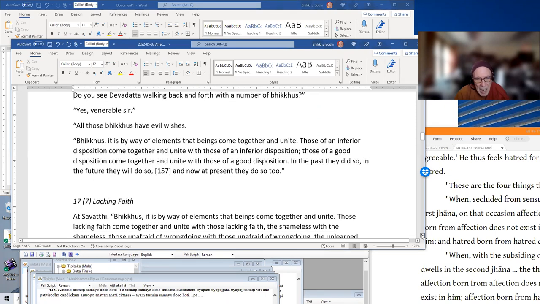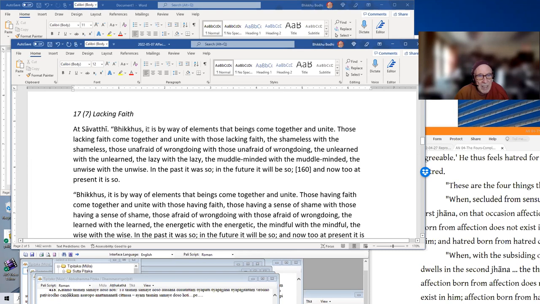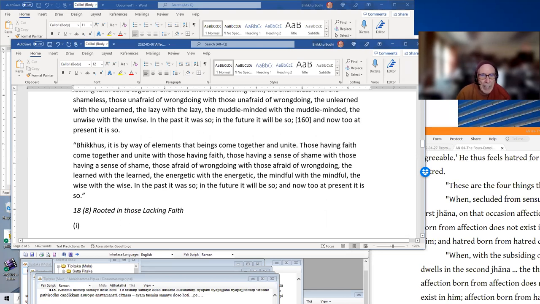Then another sutta points out the kinds of factors that bring people together. It starts off in the same way. First, those of an inferior disposition: those who lack faith, these skeptics, come together with the skeptics, those without a sense of shame, without a sense of moral dread, without learning, those who are lazy, without mindfulness, without wisdom, they come together and unite. On the other hand, those who have faith, a sense of shame, a sense of wrongdoing, who are learned, energetic, and mindful, those with wisdom, they come together and unite. Oh, I just noticed a typographical error here, but here it is: the lazy with the lazy and the energetic with the energetic.